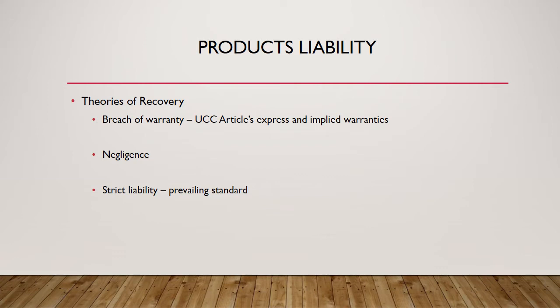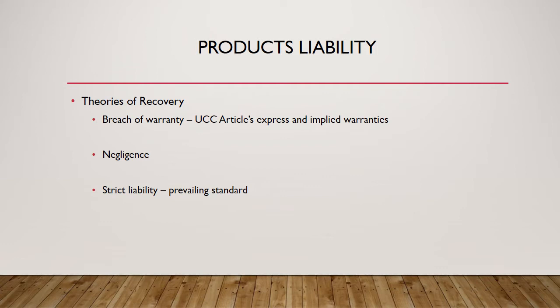The next type of theory is the negligence theory. The negligence theory is where the injured party must show that the manufacturer or seller did not use reasonable care when they designed or manufactured the product, or that they failed to use reasonable care in providing a proper warning. The negligence theory is available, but it's a difficult one to prove, and it's often not used.